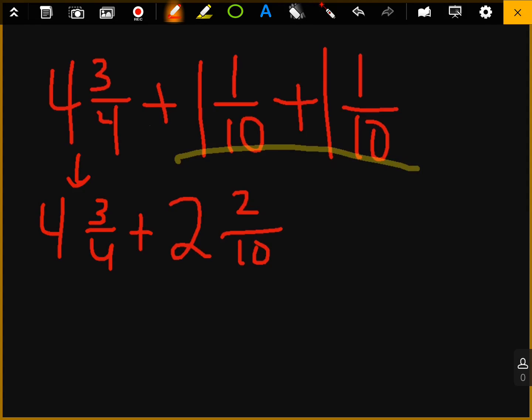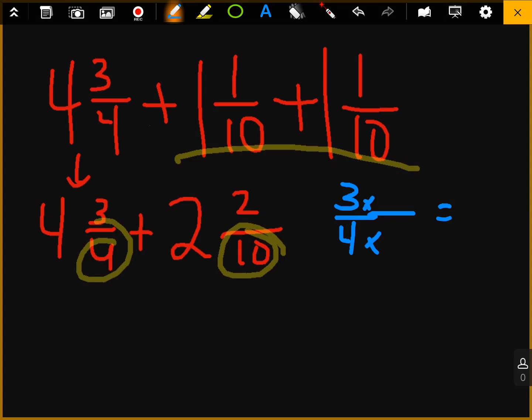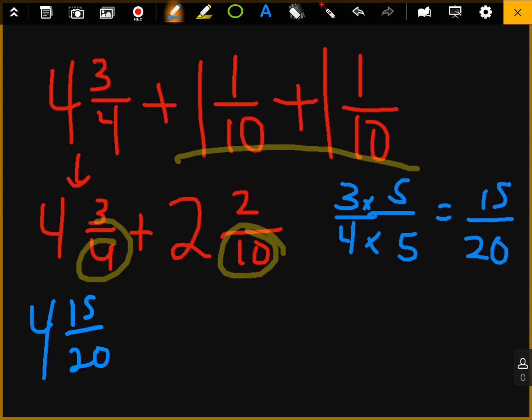Now we need to find a common denominator between the 4 and the 10. Well, I know counting in tens, 10, 20. 4 goes into 20. So I'm going to take 3 over 4 and multiply something to get 20. Well, I know 4 times 5 is 20, so I have to do 3 times 5, which gets 15. So my new fraction here is 4 and 15 over 20.